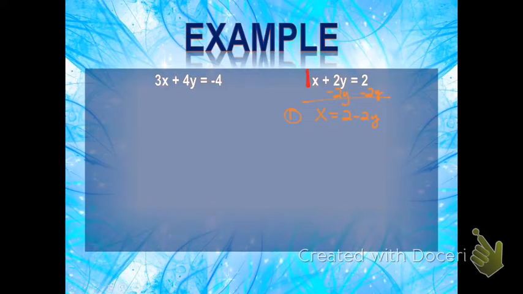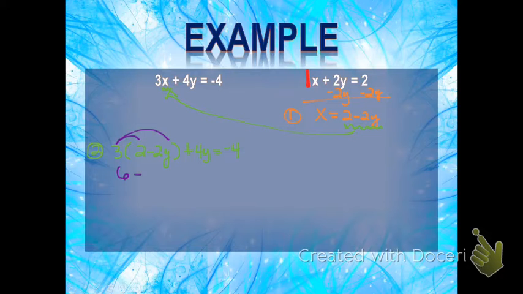Step 2 was to take that expression, so the value that x was equal to, the 2 minus 2y, and plug it into the other equation. So, for our step 2, rather than writing 3 times x plus 4y equals -4, when I get to the x, I'm not going to write the x, but I'm going to write what x was equal to, which was 2 minus 2y. From there, I'm going to solve this like I did earlier in the year.